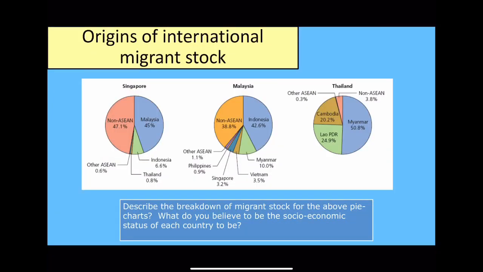So this is just a bit of a way of representing the data of the migrant stock in these different countries. This is the origin of the migrants who are in these countries. So having a look at these charts, what do you think maybe is the socio-economic status of each country? So which one is sort of doing better than others?